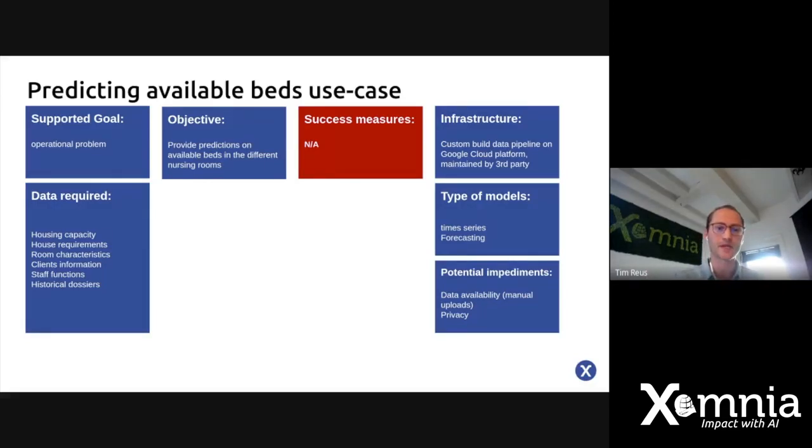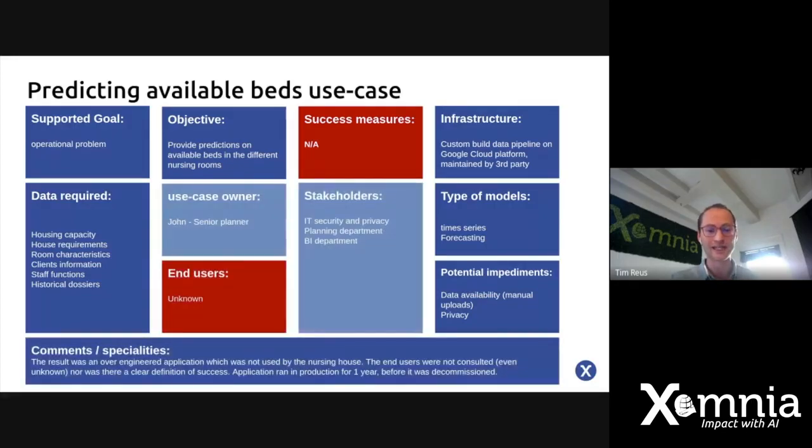And here again, the data required was the capability of the housing, the requirements of the house, the room characteristics, on and on we go. And the potential impediments here was actually the fact that the data would come in through manual uploads into the Google Cloud platform. Now, if I would have known this upfront, I would have put that in the infrastructure part. But unfortunately, we only knew that while we were doing the project. So yeah, that's interesting. And also, of course, privacy is very important here.